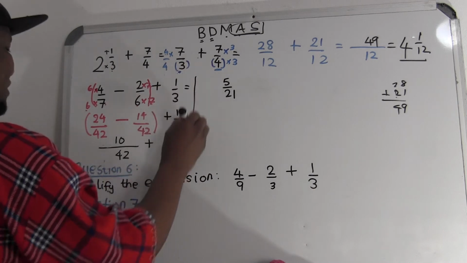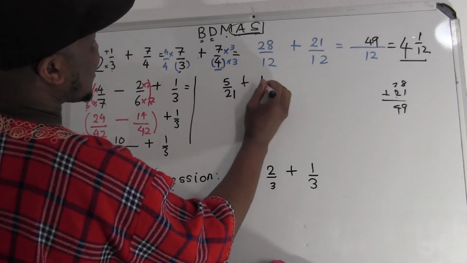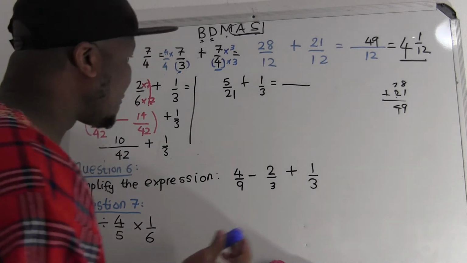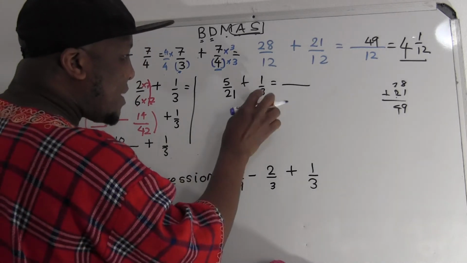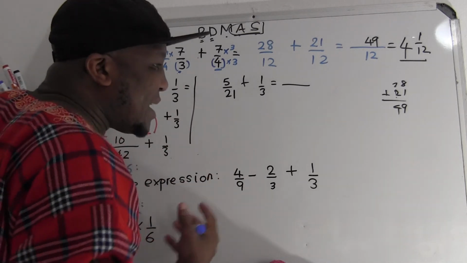5/21 means all of this is 5/21 plus 1/3. Okay, now, are the denominators the same? No, they're not the same. So how am I going to make the denominators the same? I don't have to change these 3s. For this case, it's easy because my intention is to make the denominator the same.